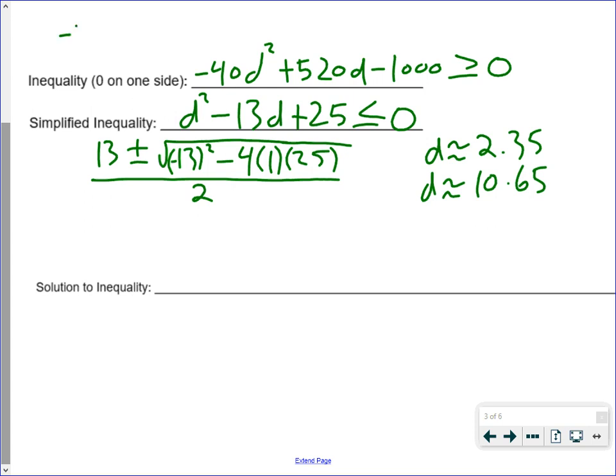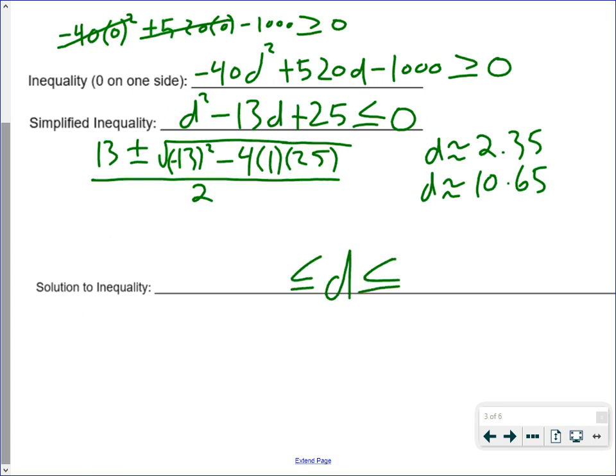If I plug in 0 into either inequality, they will both work. For the first one, I get negative 40 times 0 squared, plus 520 multiplied by 0 minus 1,000, is greater than or equal to 0. The negative 40 multiplied by 0 squared goes away. Same with this, and we're left with negative 1,000 is greater than or equal to 0. That doesn't make any sense. Negative 1,000 is not greater than 0. So that tells me that our solution is going to be in between the two critical values. Okay? So we know our d will be in between our critical values.